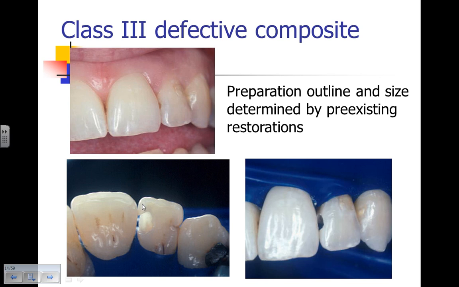When we remove the composite, the outline is going to be determined by the removal of the defective composite. And in almost all cases, the final outline form is larger in the removal of the defective composite than if we had placed the initial composite. And so it will get larger, and you can see how much more extensive the preparation became when we removed the composite on the facial.